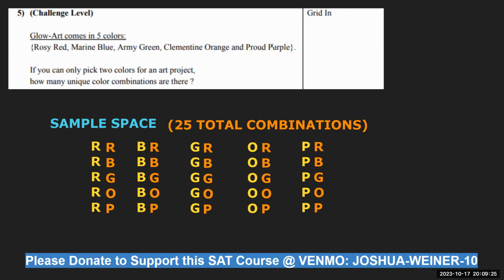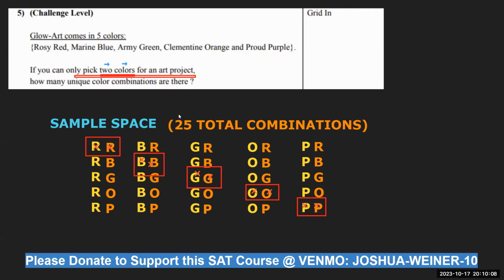We can immediately eliminate these ones here along the diagonal: red, red, blue, blue, green, green, orange, orange, and purple, purple, because you have to pick 2 different colors for the art project. Some students said it didn't say different, but that's what's implied by 2 different colors. So if you pick red and red again, that's not 2 different colors. Some students argued with me, and I said, yeah, it's poor writing, but just assume it's 2 different colors. So we're going to eliminate 5 of them immediately.